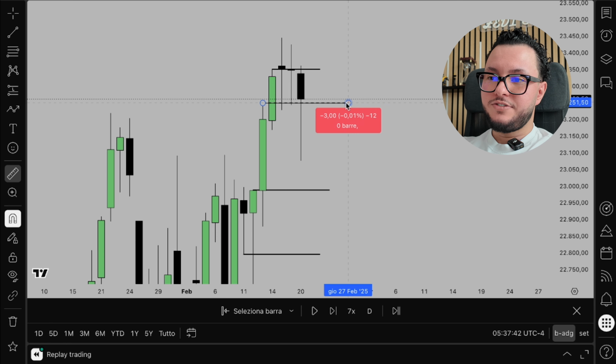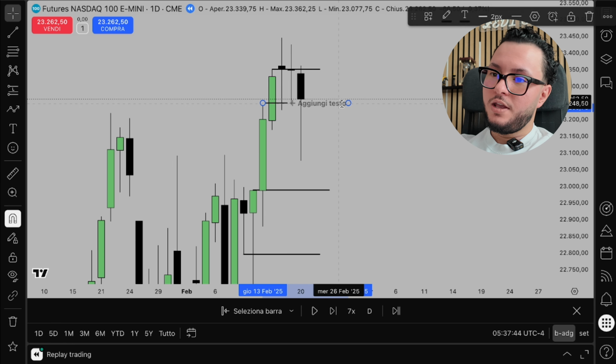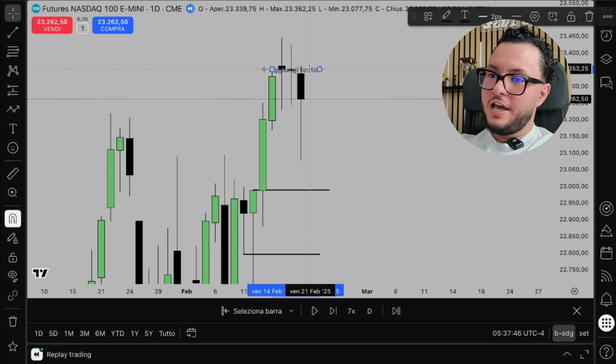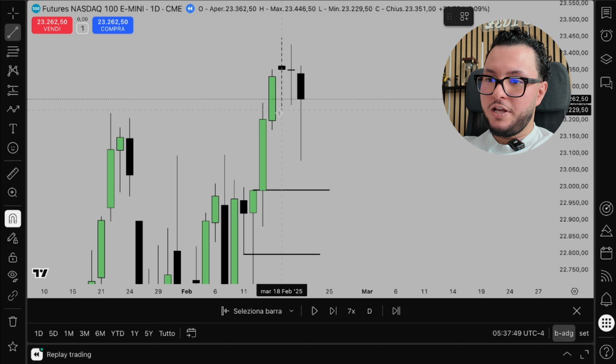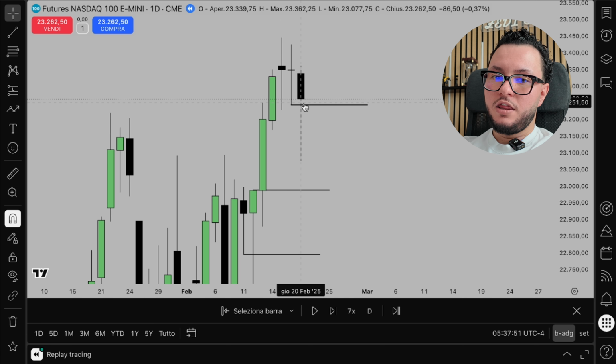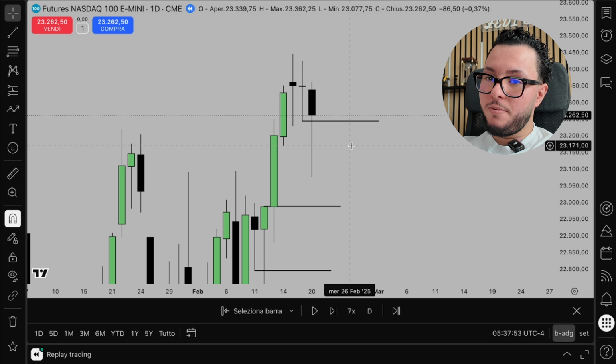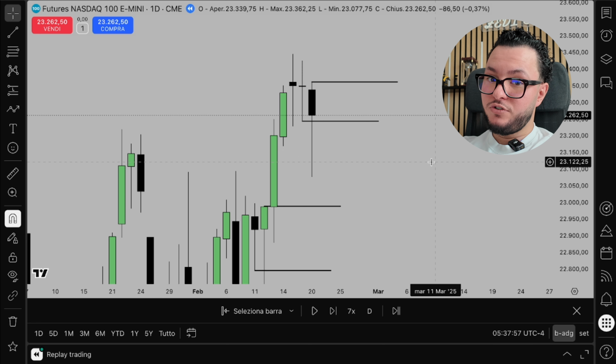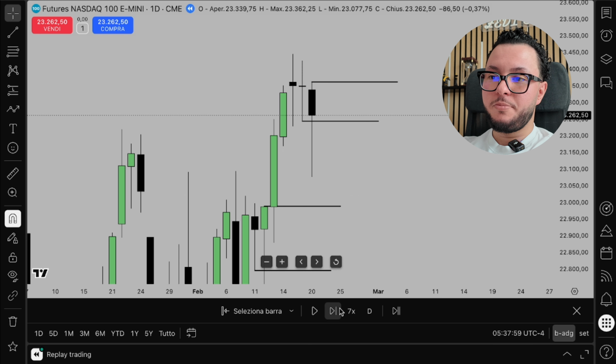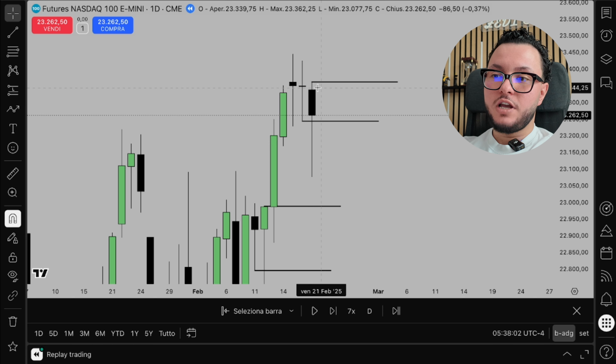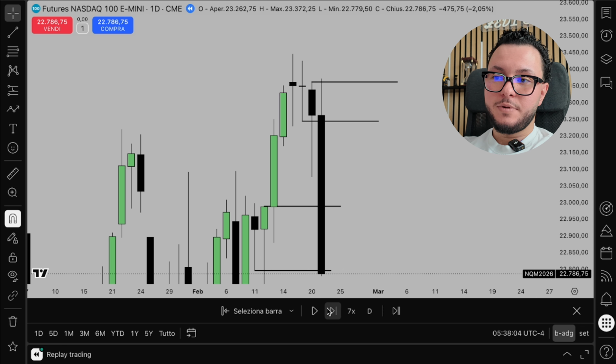Okay, so let's remove this. Let's remove this also. And we can see that the price took the previous daily low, but the body closed above. So probably the previous daily high is going to be the target. But we need some confirmation. It can go really close. Don't take that buy side, but it took it.